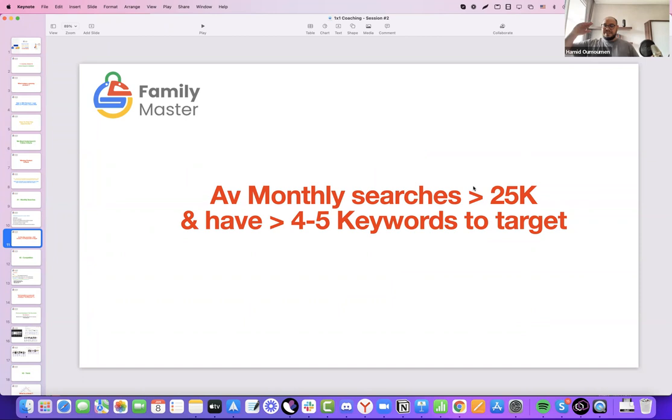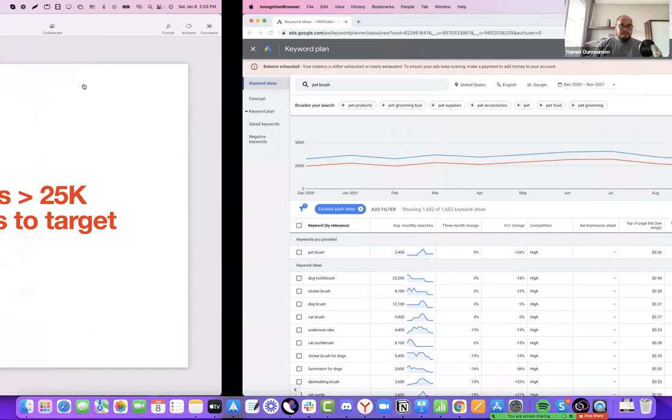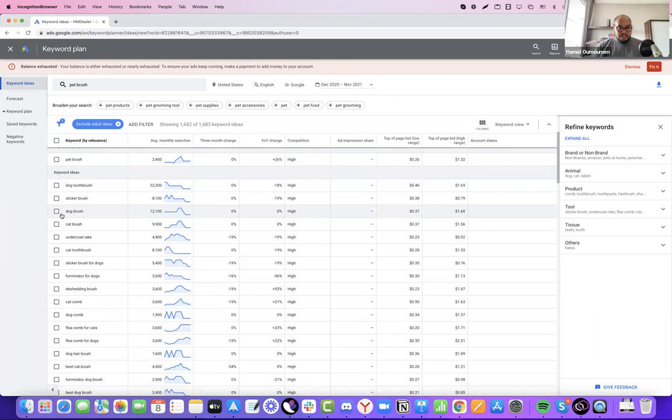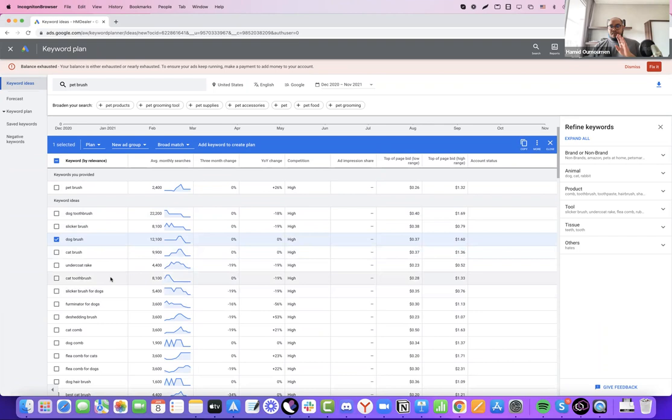And you should have at least 4 to 5 keywords to target. For example, here, pet brush. I need to find pet brush, maybe dog brush, maybe. I need to find 4 or 5 and up keywords that are similar to this pet brush, similar to what I'm looking to sell.